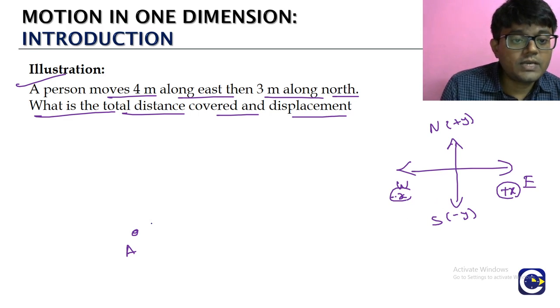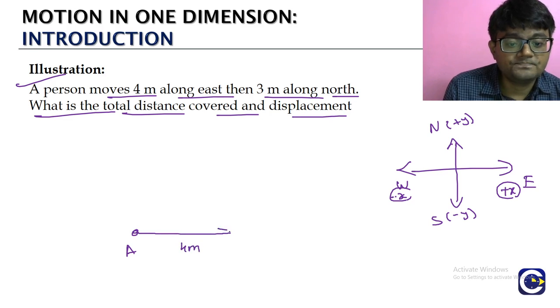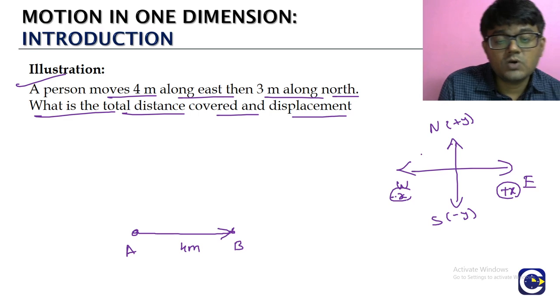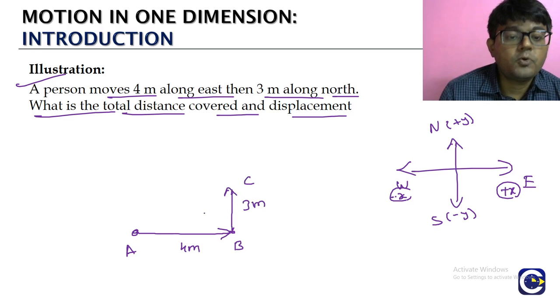Okay, so look at it. I am starting from point A. He is moving 4 meters along east, means from here there has to be a movement of 4 meters along the east. Let us say we will reach point B. Then 3 meters along north. From point B, north means upright. So we have to move 3 meters along the north, so that we will reach point C.